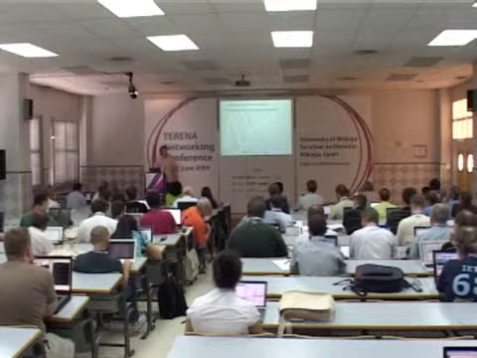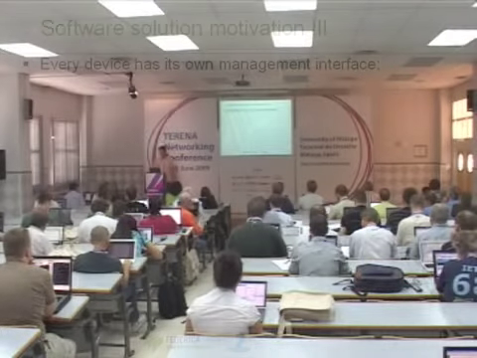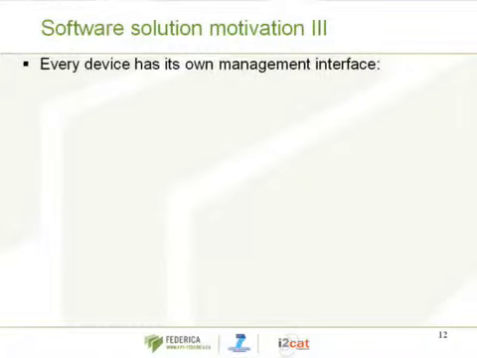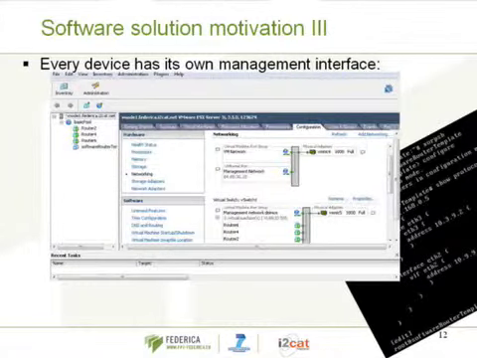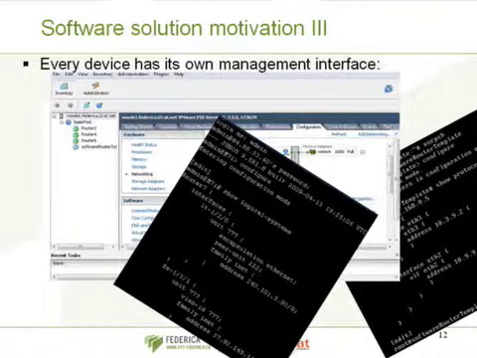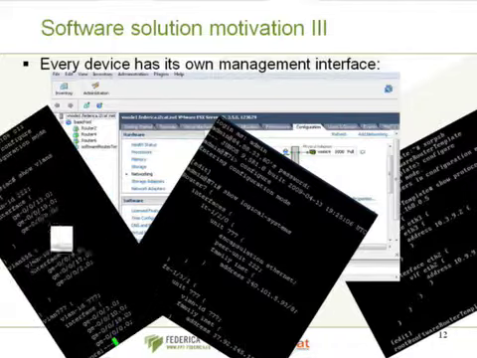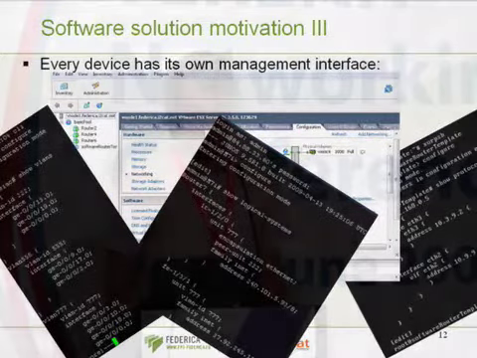Also, the other reason to use a tool to manage all these devices is because every device has its own interface to be managed. For example, software routers use a command line interface. For VMware, what we have is the VMware Infrastructure Client. For physical routers, we have the command line interface of JUNOS, and also for switches, the same interface. That means that we have 4 different interfaces to manage the 4 kinds of devices that we are going to use in Federica.